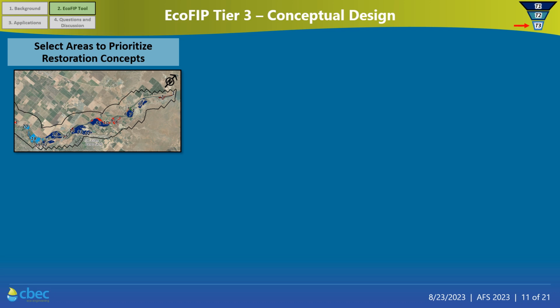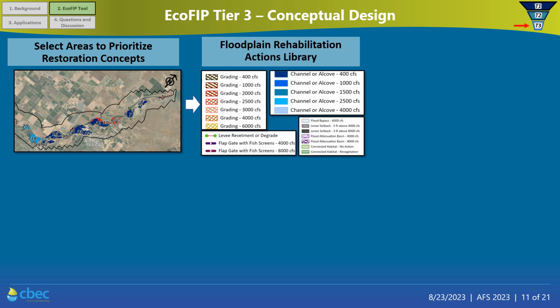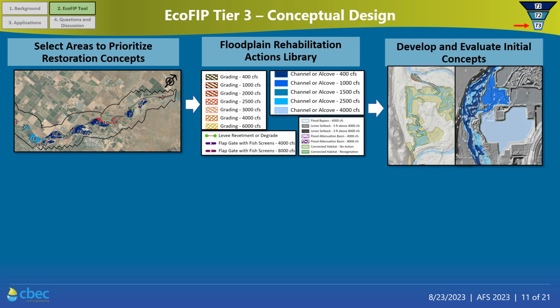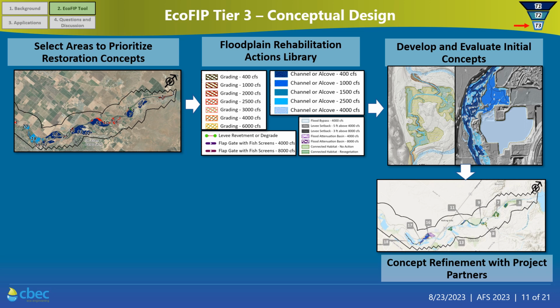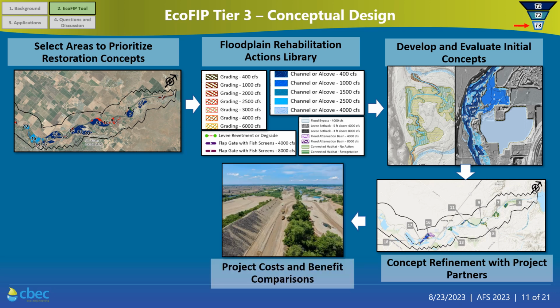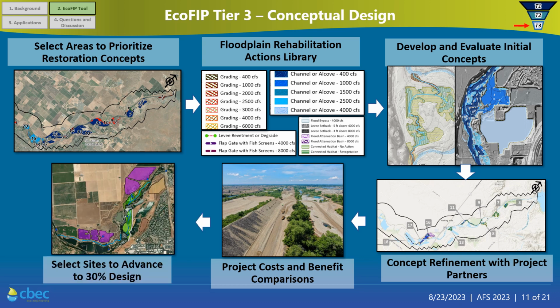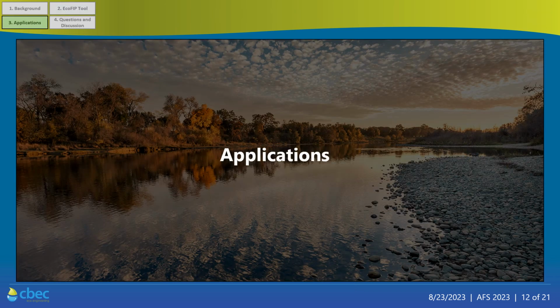then we step into Tier 3, which is our conceptual design, where we take those high priority restoration areas, we develop a library of rehabilitation actions that might include levee setbacks, floodplain grading areas, side channel creation or alcove creation. We use those to develop and evaluate an initial set of concepts that we refine through several rounds of stakeholder engagement, and we produce project costs and benefit comparisons that I'll touch on briefly, and ultimately select some high quality sites to take to higher levels of design. And so that's our overview of the EcoFIP tool itself.